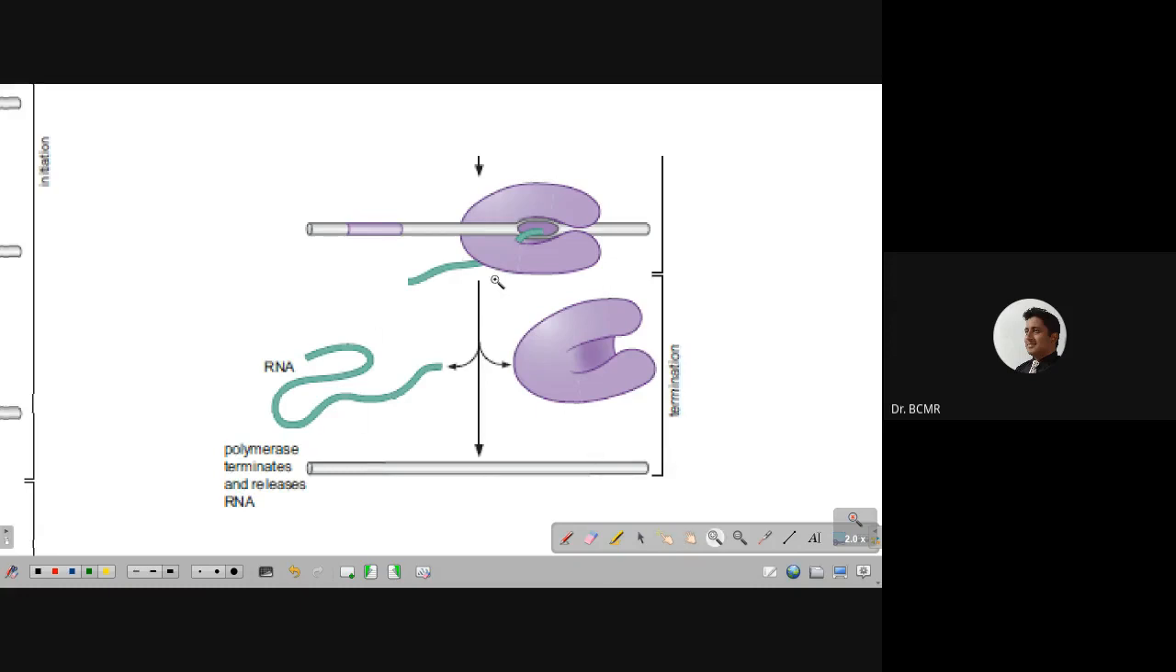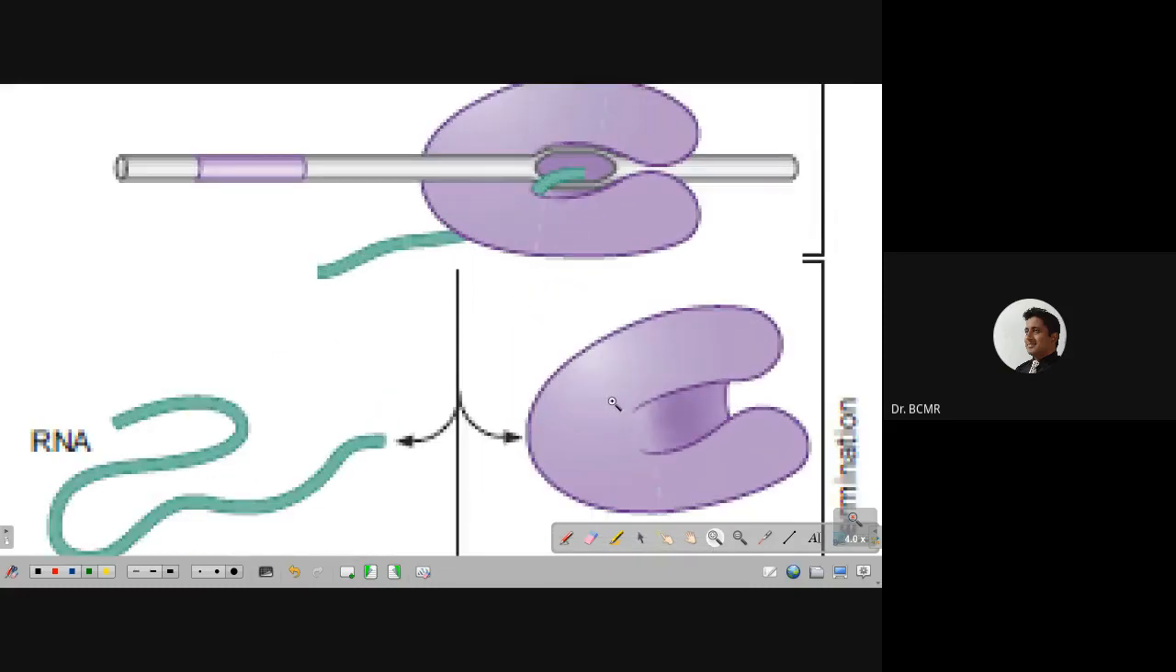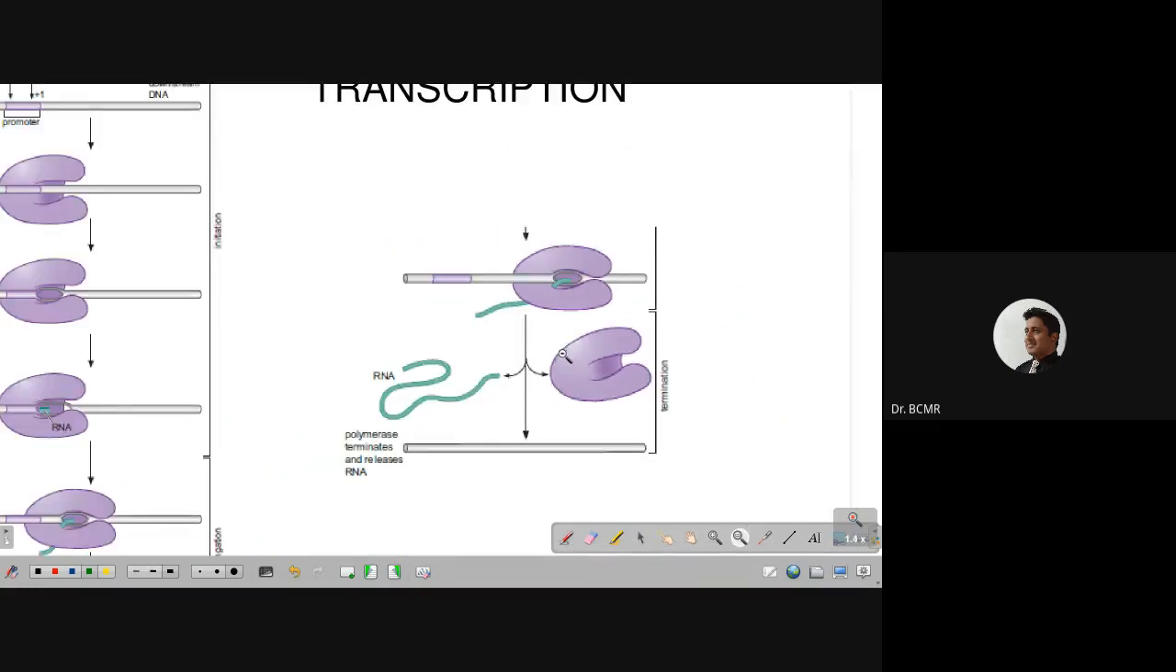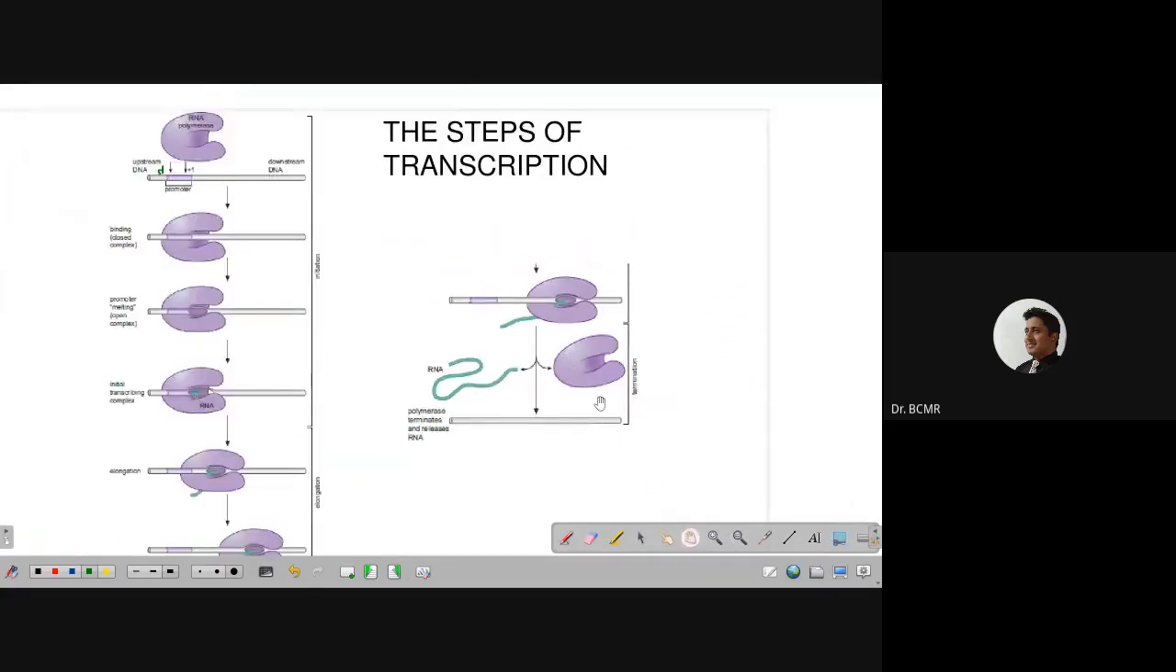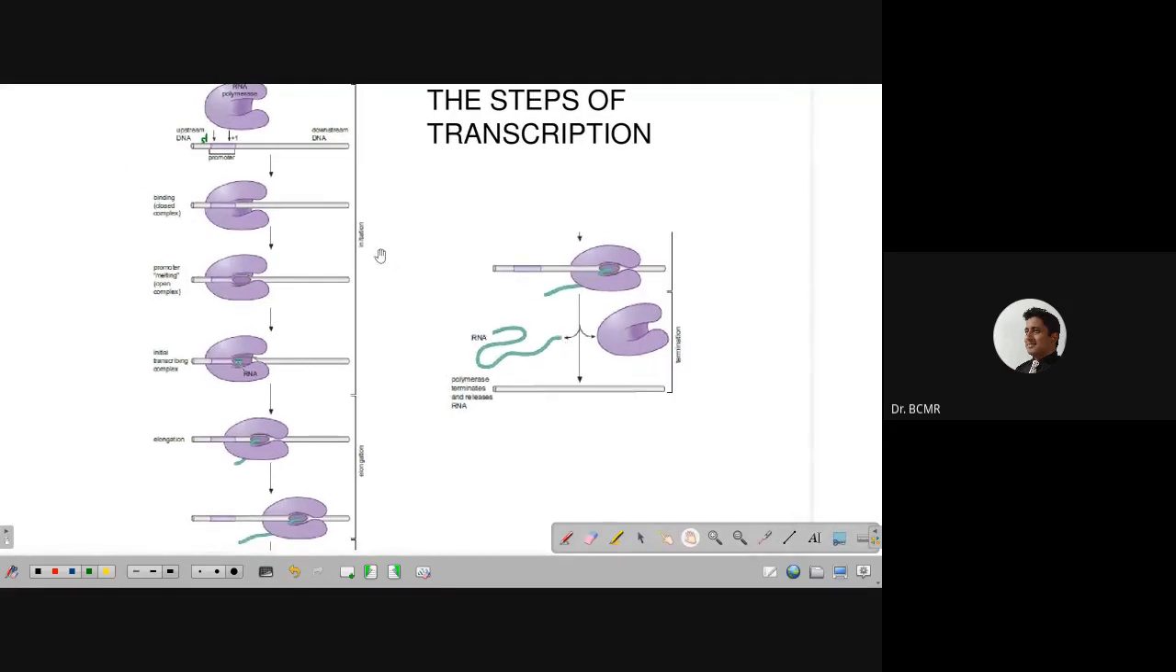As a summary of this slide, the overview of transcription: initiation is the binding of RNA polymerase, formation of the open complex, and production of a small stretch of RNA. Elongation just keeps on going until you reach a terminator. Termination is when the terminator is reached, and the newly formed RNA and the RNA polymerase are dissociated from the DNA as well.